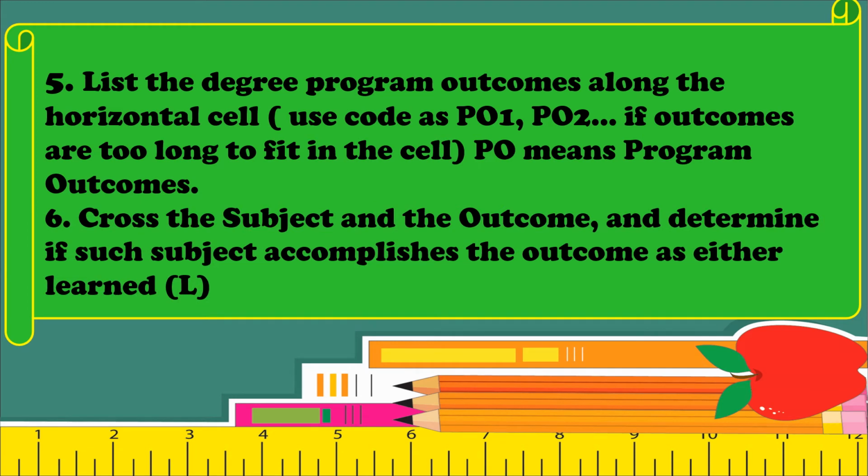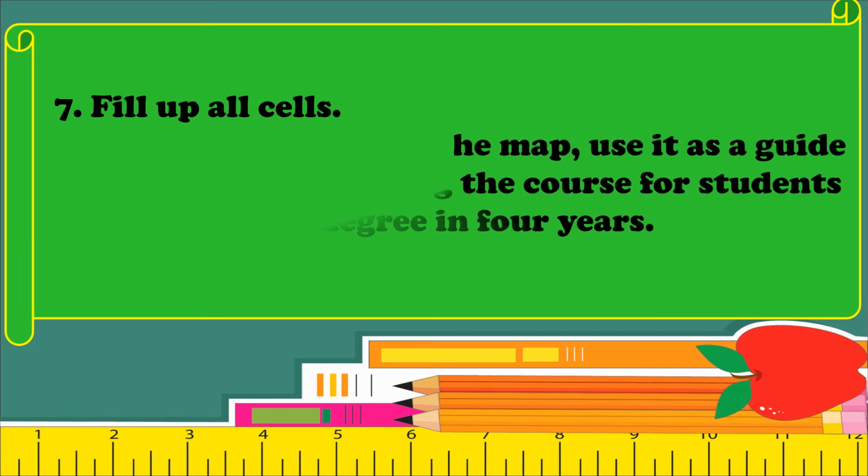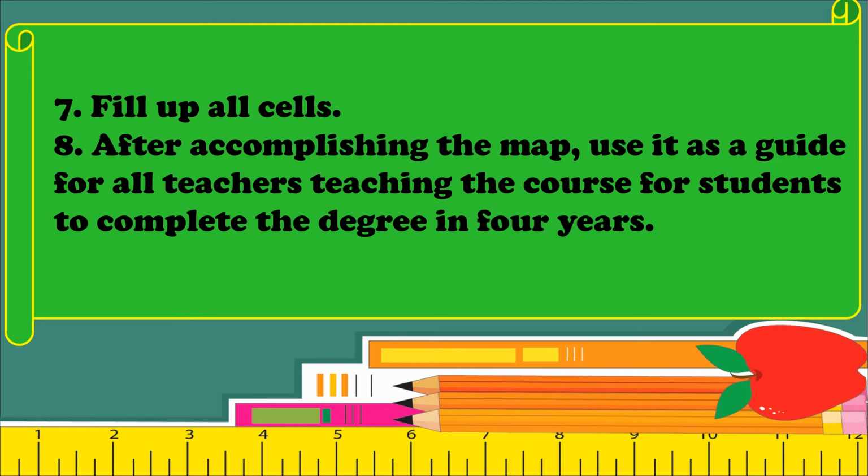Next, cross the subject and the outcome and determine if such subject accomplishes the outcome as either learned. You need to fill up all cells. And then lastly, after accomplishing the map, use it as a guide for all teachers teaching the course for students to complete the degree in 4 years.